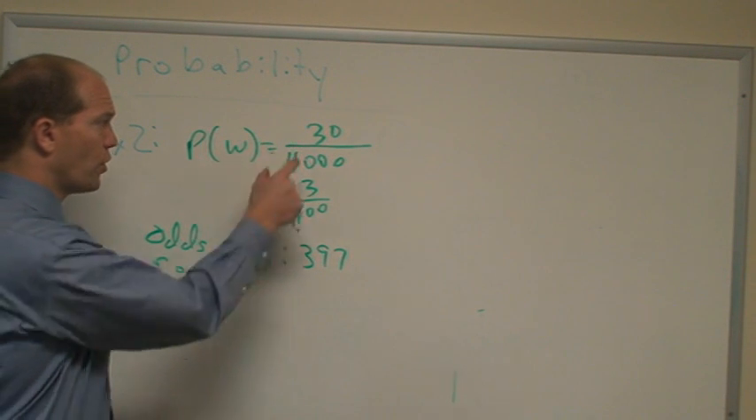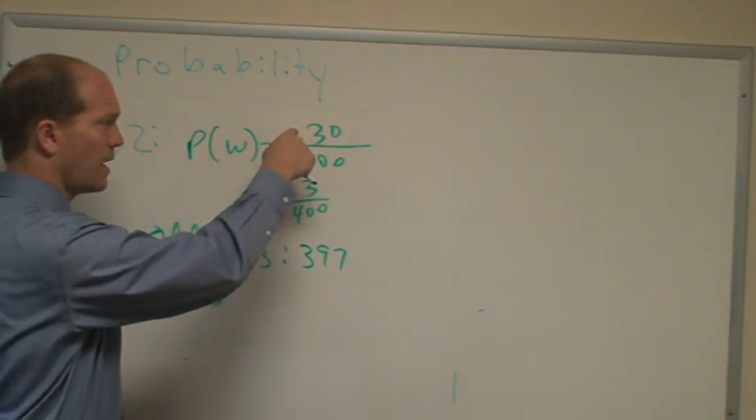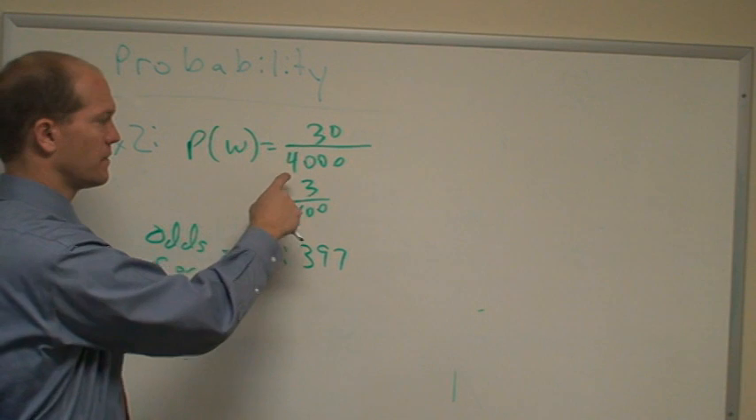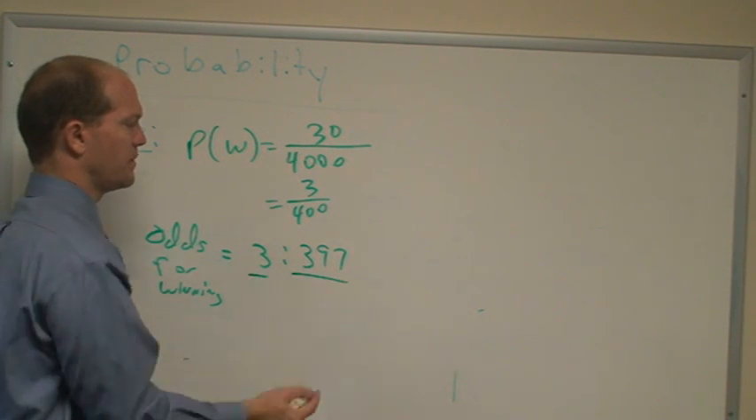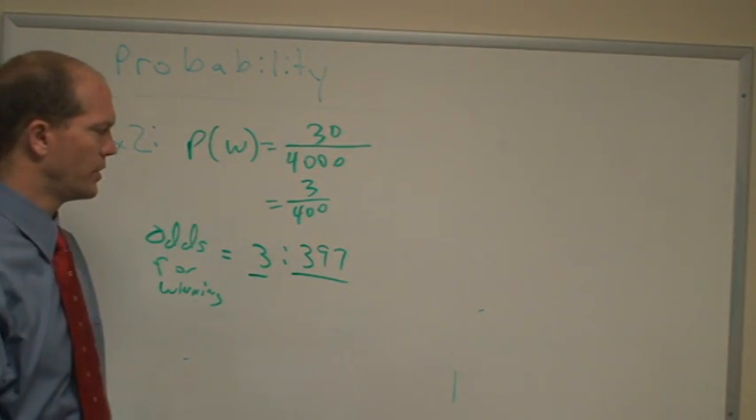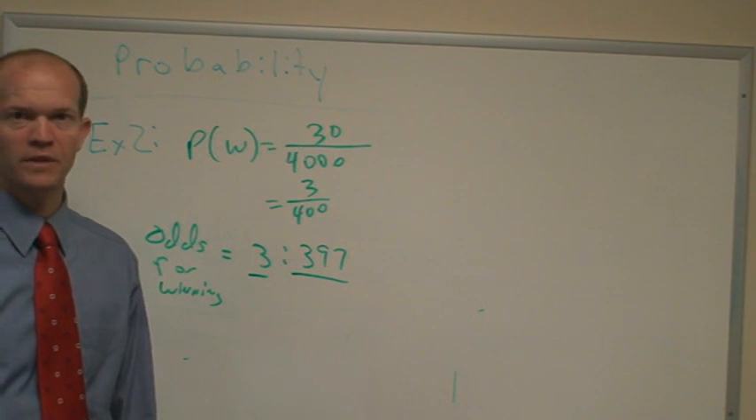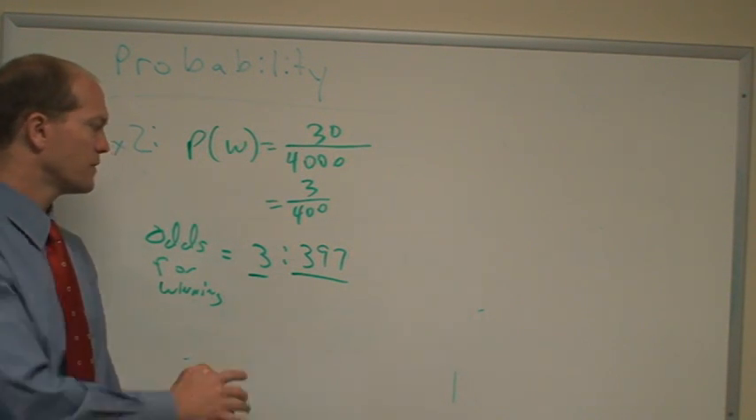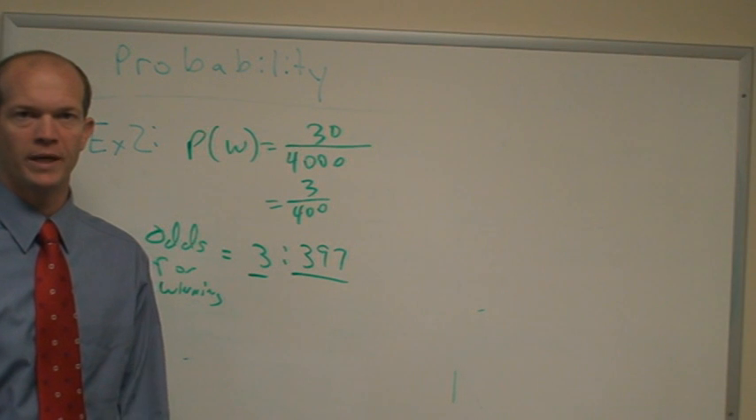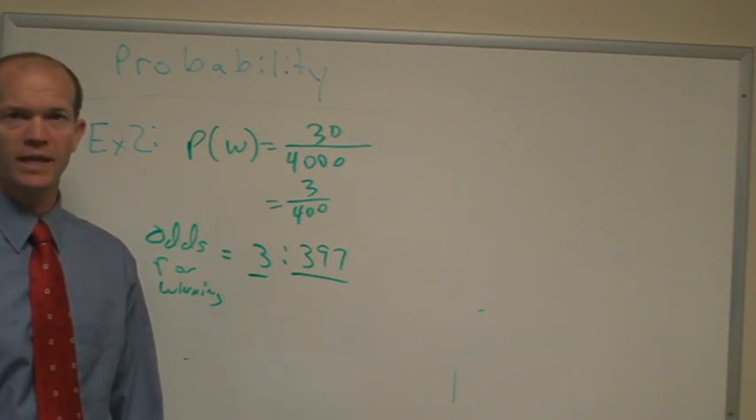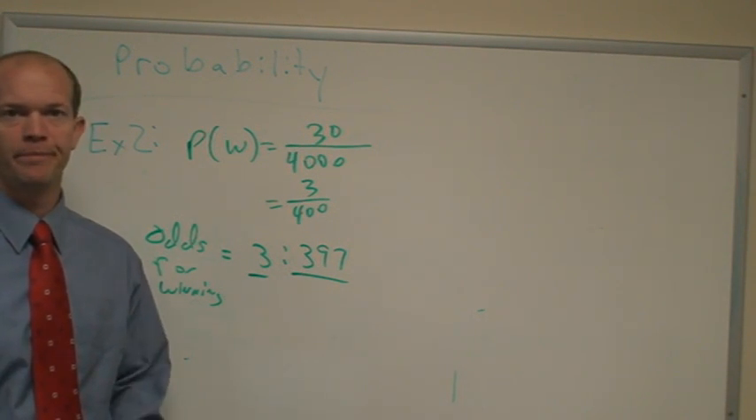There are 30 ways of winning, and there are 3,970 ways of losing. But I'll speak about this ratio as if it were the entire number, though it is really a representative part of the number. But her odds for winning are just 3 to 397. The odds against wasn't asked here, but it would be 397 to 3.